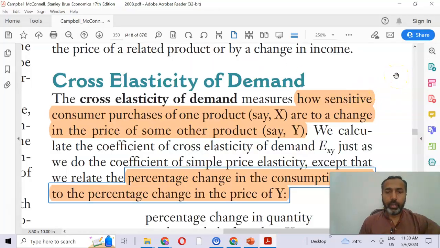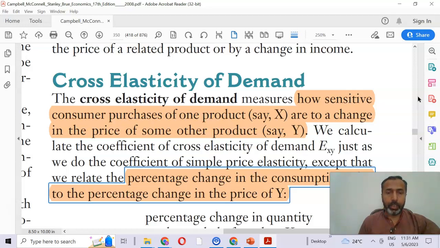Here, please remember that when we were discussing the price elasticity of demand, we were relating the demand of the product with the price of the same product. The difference between price elasticity of demand and cross elasticity of demand is that in cross elasticity of demand, we measure the percentage change in demand as a response to the percentage change in the price of another product.